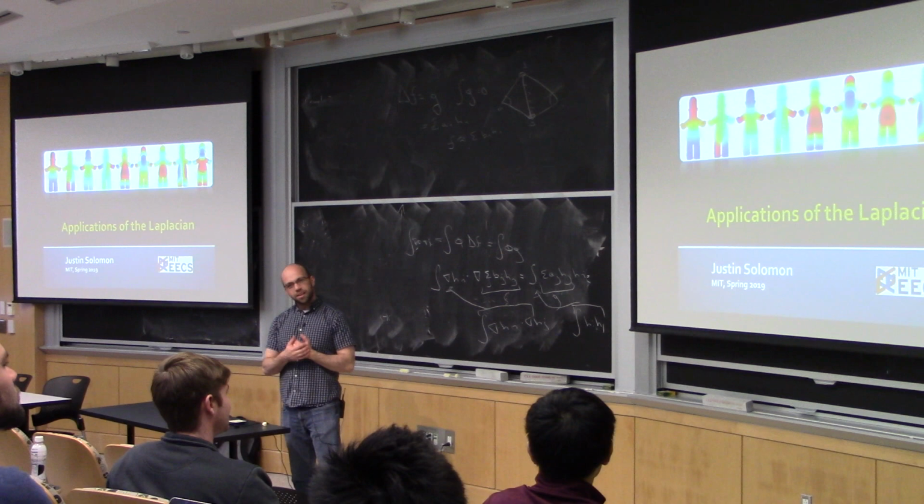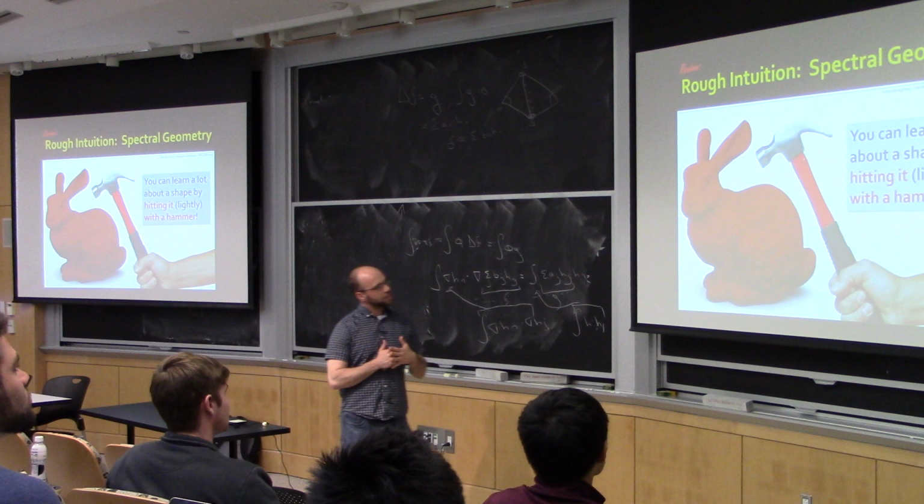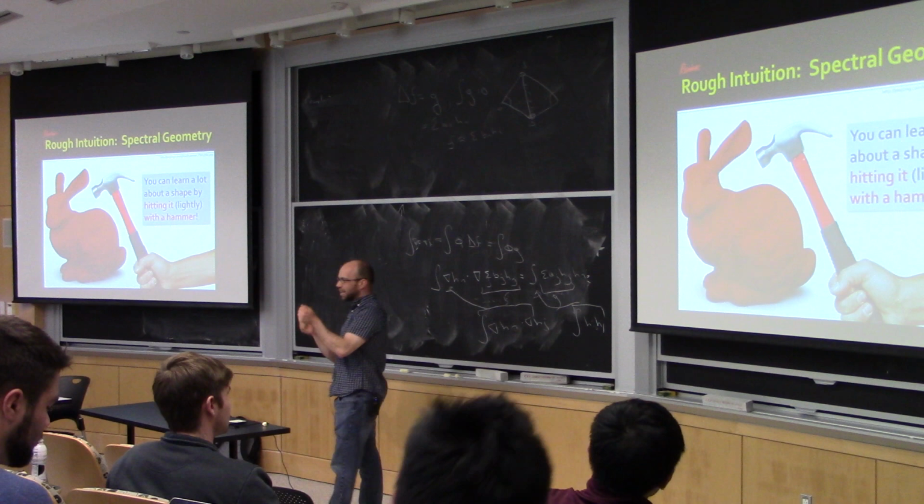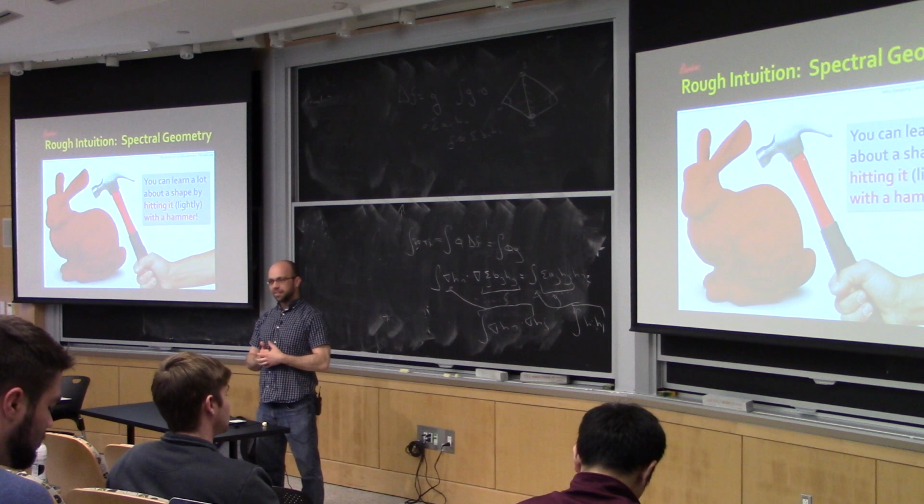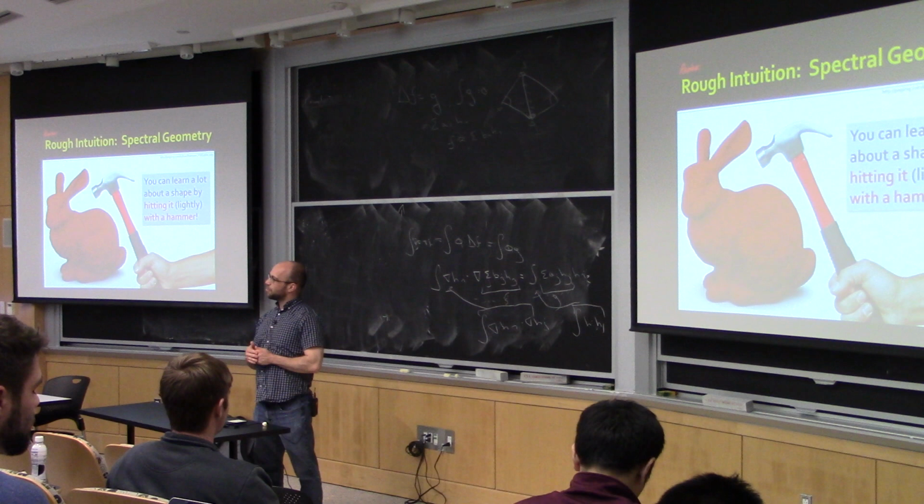If you remember our intuition from two or three lectures ago, essentially we can learn a lot about a shape by just hitting it with a hammer and observing the vibration modes, like the pattern of waviness and the frequencies of that surface. Can we learn everything? No, but we can learn a hell of a lot, right? In fact, we know the cotangents of the interior angles of the triangles and so on.